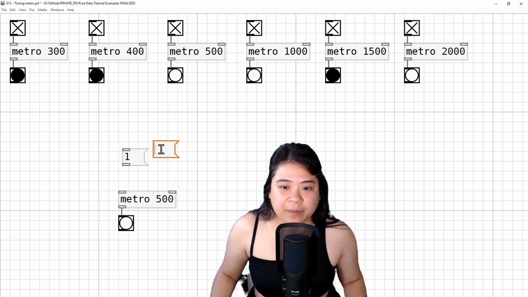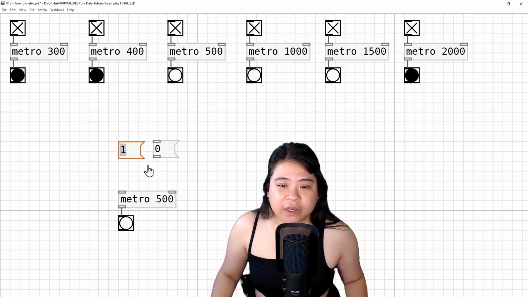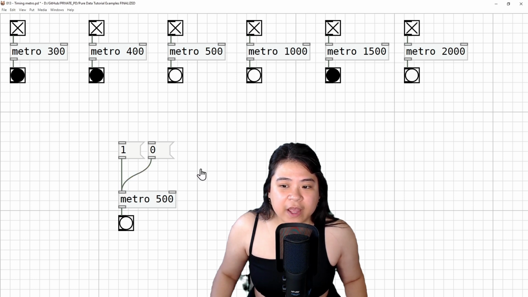Another way to write bang is using messages like 1 or 0, 1 meaning to start and 0 meaning to stop. Or we could write a message saying bang or stop, which I think is very self-explanatory. Bang means to start the metro, and stop means to stop the metro.